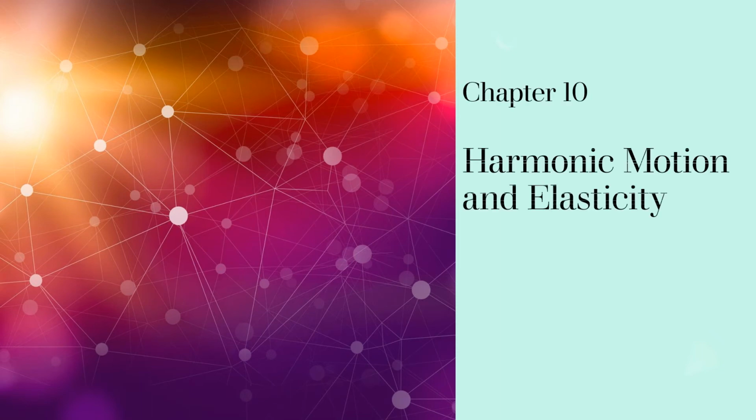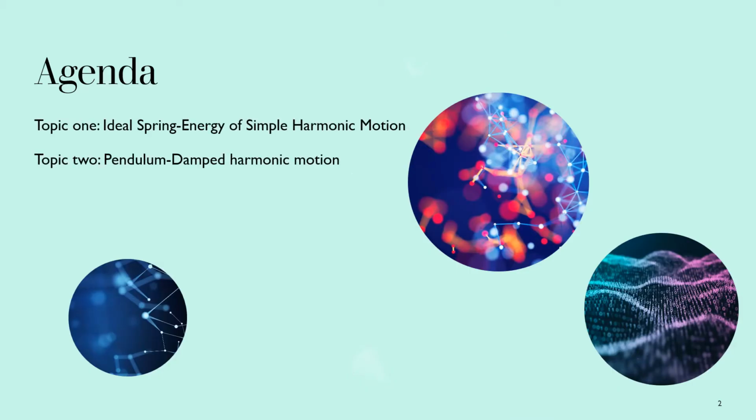Chapter 10, Harmonic Motion and Elasticity. This chapter consists of different topics. First, we're going to go to the ideal spring, energy of simple harmonic motion. Second, we're going to go to the damped harmonic motion and we'll study a bit about pendula, simple and compound.